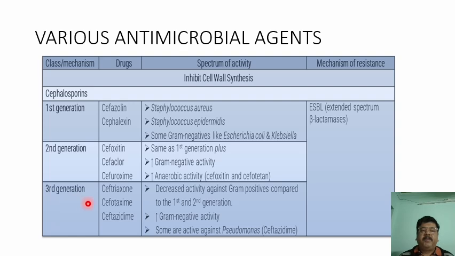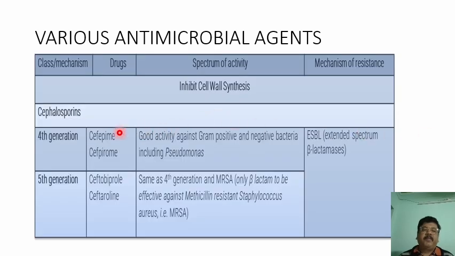Then third generation cephalosporins: ceftriaxone, cefotaxime, ceftazidime. They have decreased activity against gram-positives compared to the first and second generation, and increased gram-negative activity. Some are active against Pseudomonas, for example ceftazidime. We test antibiotic susceptibility against Pseudomonas for ceftazidime. Then fourth generation: cefepime, cefpirome. There is good activity against gram-positive and gram-negative bacteria, including Pseudomonas. The mechanism of resistance is extended spectrum beta-lactamases.